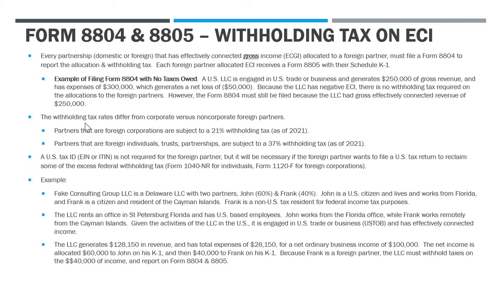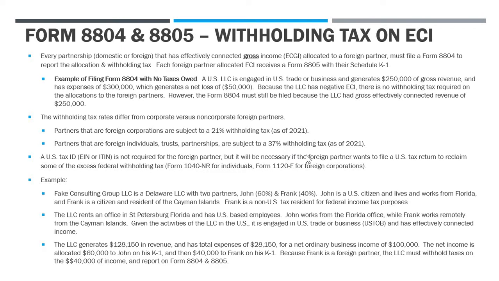Now, what are the withholding tax rates? Well, they differ depending upon the tax classification of the foreign partner. So partners that are foreign corporations are subject to a withholding tax of 21%. This is the rate as of 2021. And then partners that are individuals, trust, partnerships, they're subject to a 37% rate.